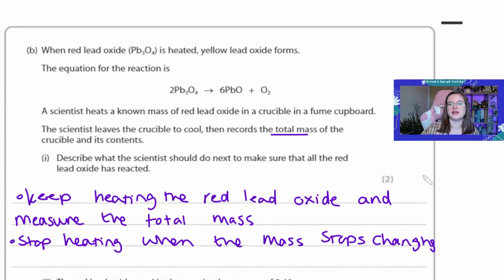So you want to repeat: heat it, cool it, weigh it, until the weight does not change. The mass doesn't change. Because when the mass stops changing, then that must mean all this is gone, because no more is converting to oxygen, which is then going to leave, right? And that's that. On we go.